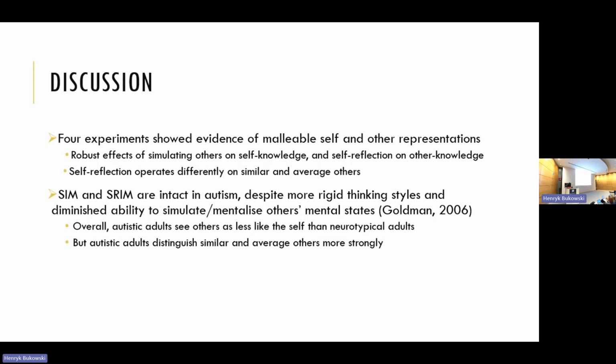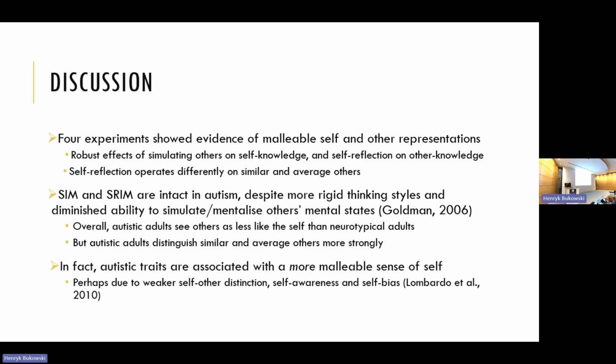Overall, we found these effects that, despite the fact that both groups were invited to say any similar other that they wanted, they still rated those similar others as less like them or less similar to them compared to the neurotypical group. So there seems to be a sort of basic difference there as well. But interestingly, it was the autistic adults who showed this strong distinction between the person they identified as similar to them compared to the average other person.